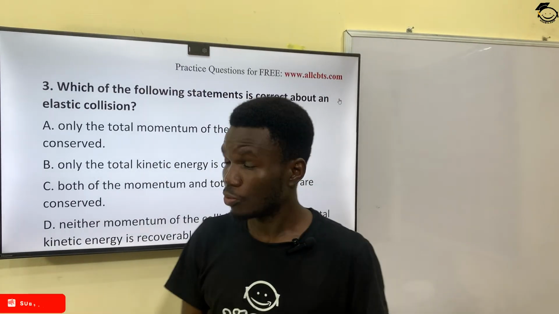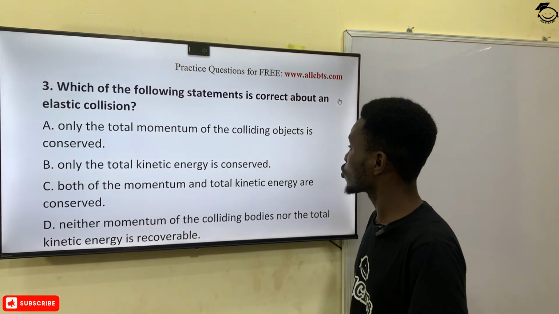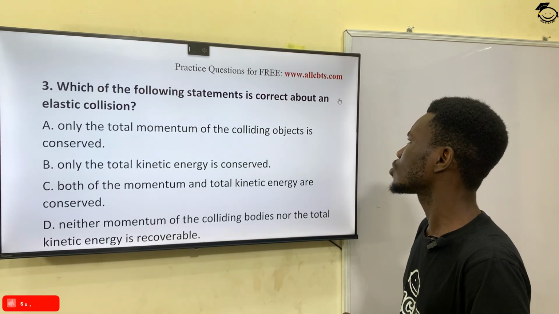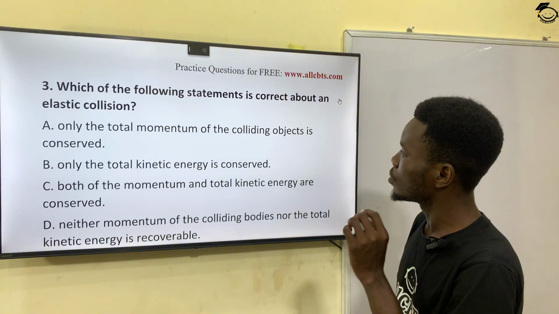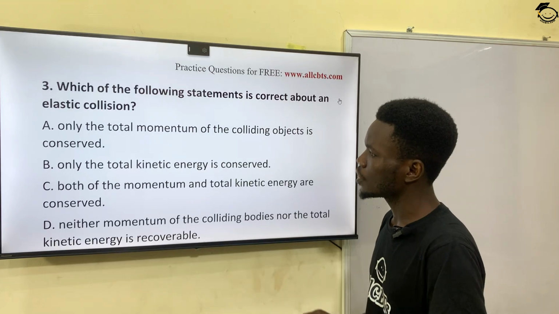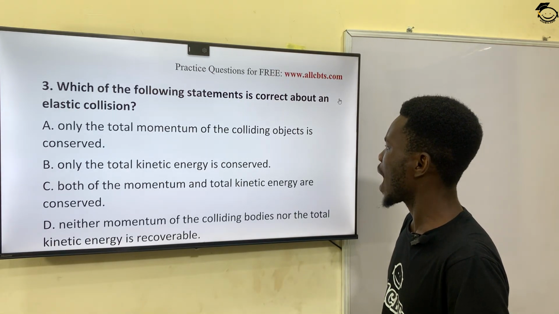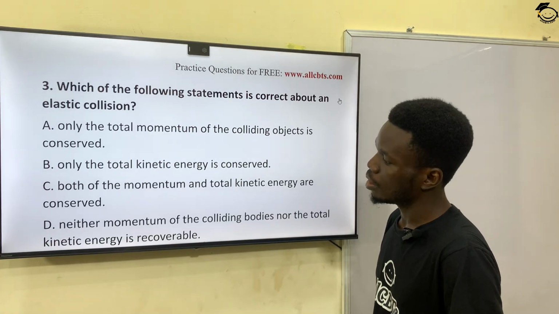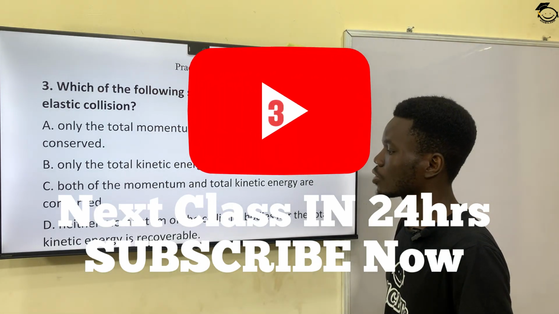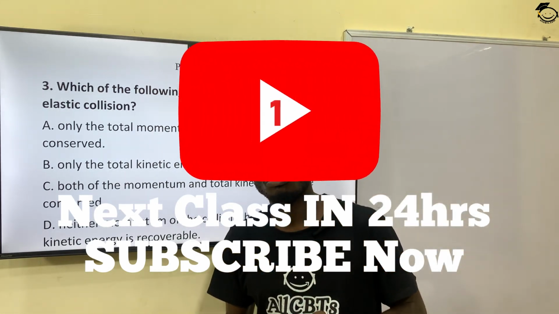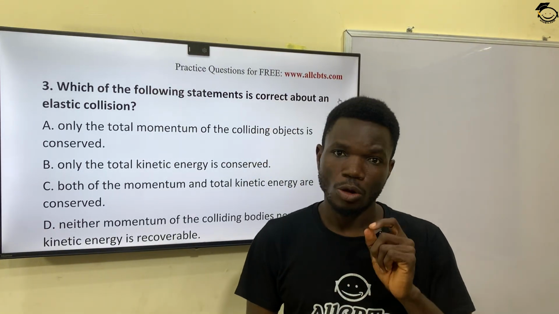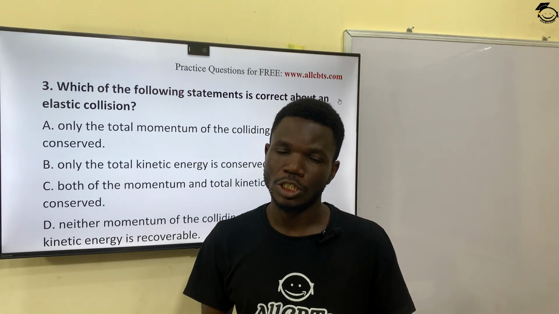That is question number 3, which says, which of the following statements is correct about an elastic collision? Option A says, only the total momentum of the colliding objects is conserved. Option B says, only the total kinetic energy is conserved. Option C says, both the momentum and total kinetic energy are conserved. Option D says, neither momentum of the colliding bodies nor the total energy is conserved. In an elastic collision, both momentum and kinetic energy are conserved. So the correct answer to this question is option C.